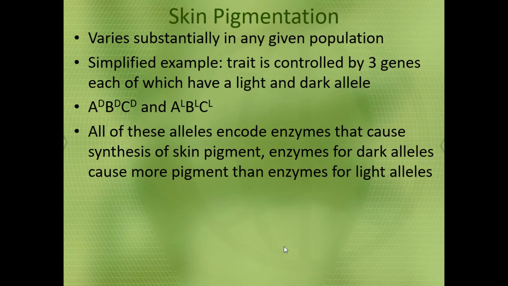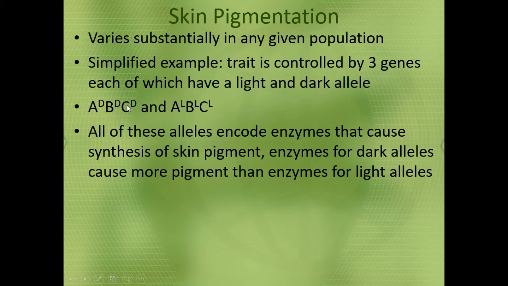Skin pigmentation. This is going to vary substantially in any given population, and it's a really good example because you guys are familiar with so many different skin pigmentations. A simplified example would be a trait that's controlled by 3 genes, each of which have a light and a dark allele. So whenever we're looking at these traits here, we have trait A, trait B, and trait C.